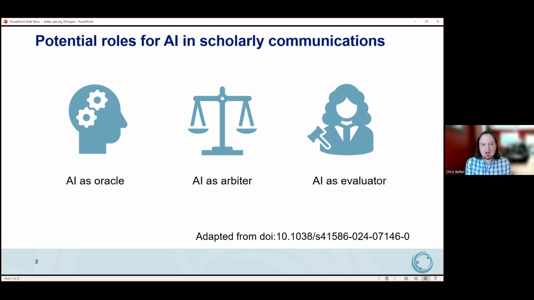The second potential role for AI in scholarly communications is around this idea of AI as arbiter. And this one is in particular around a couple of problems that we see in scholarly communications related to peer review and reproducibility. So the idea is, again, that the AI would be able to actually tell us and essentially do the peer review process for us.